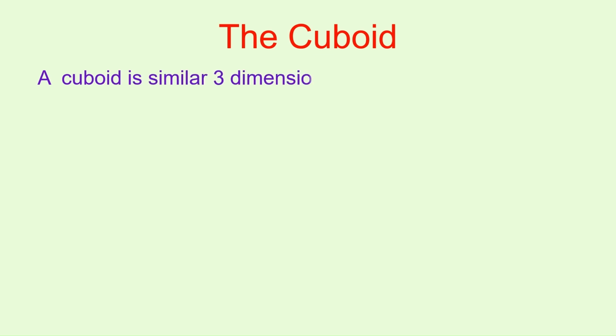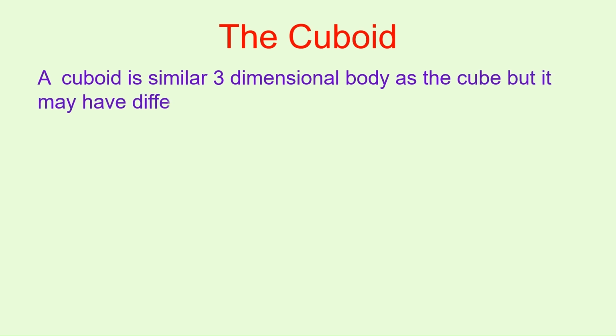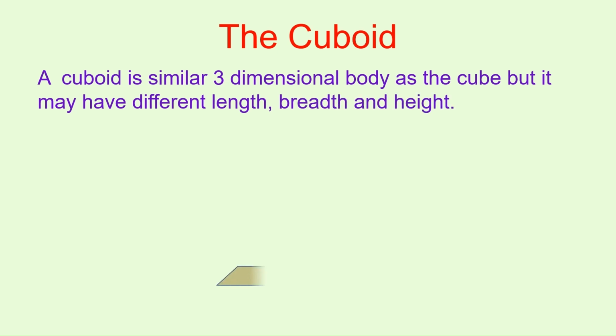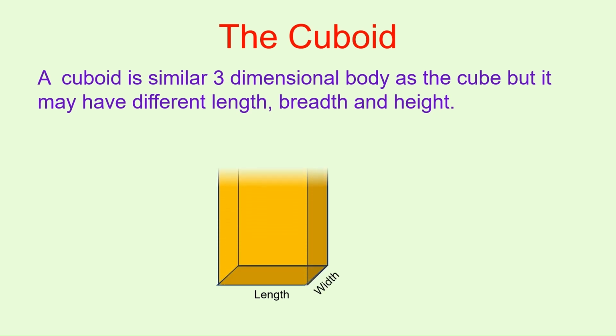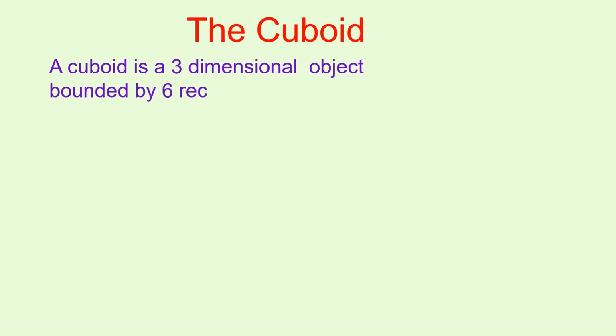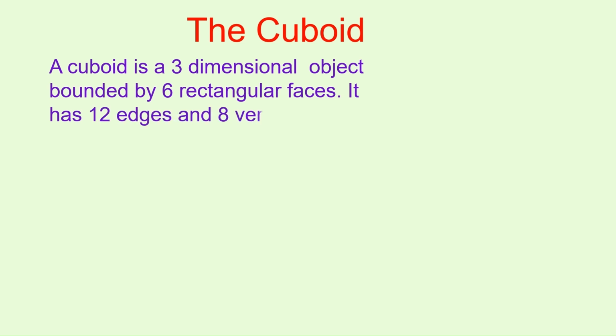The cuboid. A cuboid is a similar three-dimensional body like the cube, but it may have different length, breadth, and height. A cuboid is a three-dimensional object bounded by 6 rectangular faces. It has 12 edges and 8 vertices.